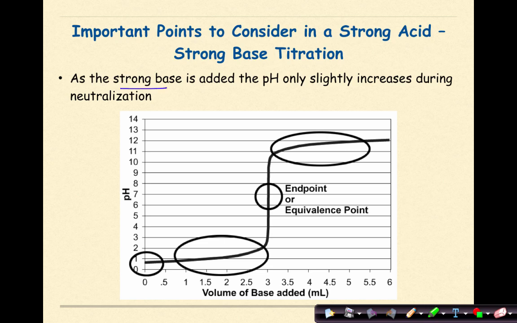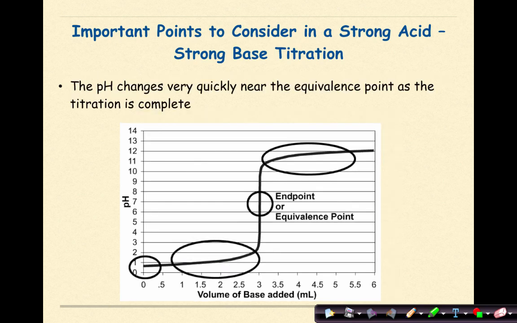As the strong base is added, the pH only slightly increases during neutralization. So now we're referring to this area right here, which is known as the buffer region. This is the point where the acid is beginning to neutralize the added base. The pH changes very quickly near the equivalence point as the titration is complete. So this point right here is known as the endpoint or the equivalence point. And it's at this point where our moles of hydrogen ions will equal our moles of hydroxide ions. And this is a very important thing that we're going to be looking at over the next couple of days.